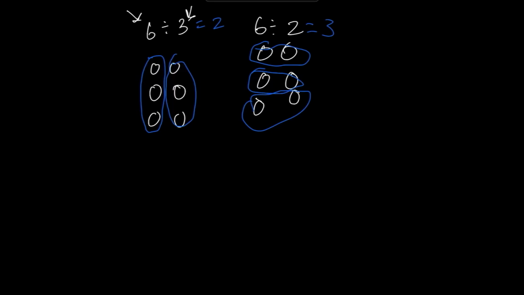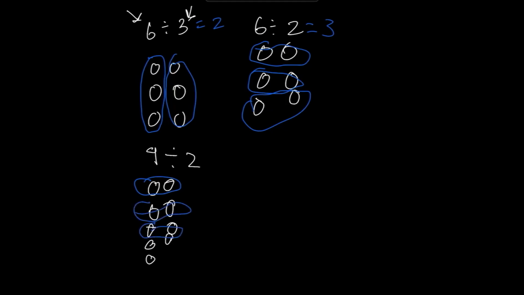However, let's say you have a case like 9 divided by 2. You have 9 circles, but you're dividing them in groups of 2. So I have 1, 2, 3, and 4. However, I have 1 left out. So your answer is going to be 4 and a decimal, because the remainder is less than 1.